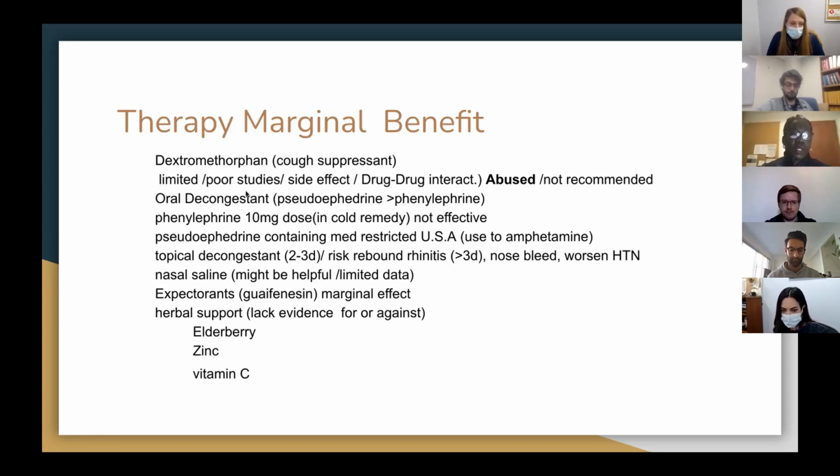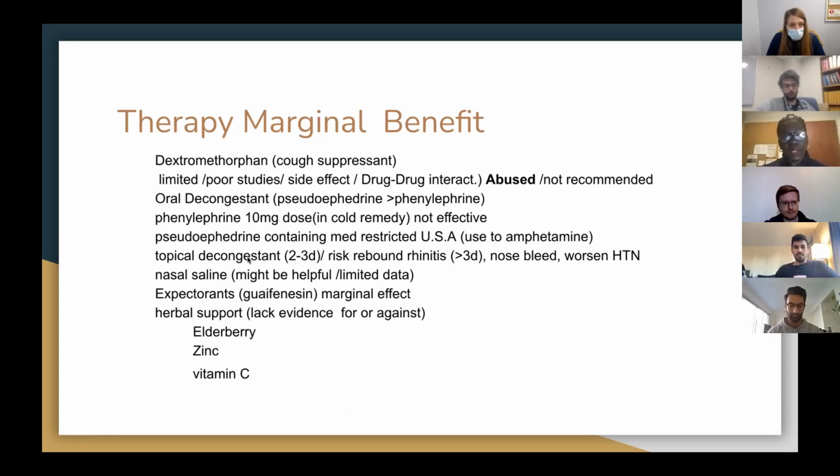Oral decongestants have marginal effect, if anything. Topical decongestants are effective, but you should not use them for more than 3 days because of the rebound effect. Expectorants like guaifenesin are somewhat helpful. They loosen and thin out the secretions.